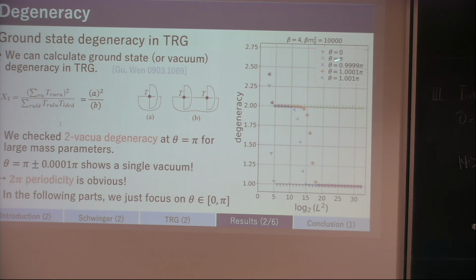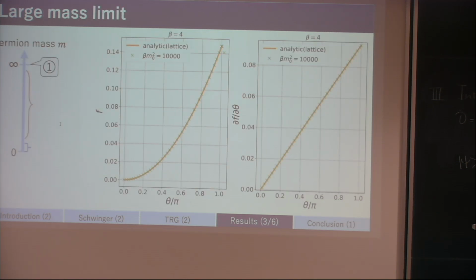In this figure, the right-hand side is the large volume limit, so this is what we want to focus on. Only the theta equal to pi point shows the 2 vacuum degeneracy, and the other points, even if slightly different from the theta equal to pi point, show 1 vacuum. So this is a very interesting result for us. And next we check the mass regions.